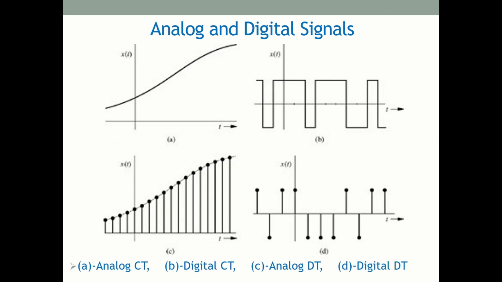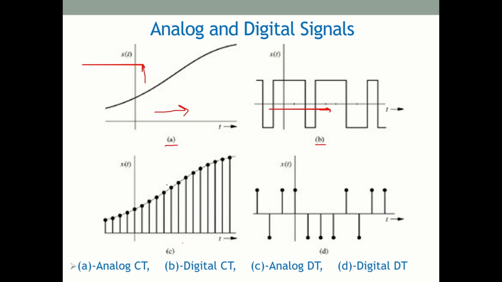This discussion is summarized in this slide. We can see the first type, A, is an analog signal because of the y-axis, and it's continuous time because of the x-axis. B is a digital signal because the number of levels are fixed. There is a certain set of levels, in this case only two levels, but the x-axis is continuous, so it's called a digital continuous time signal.